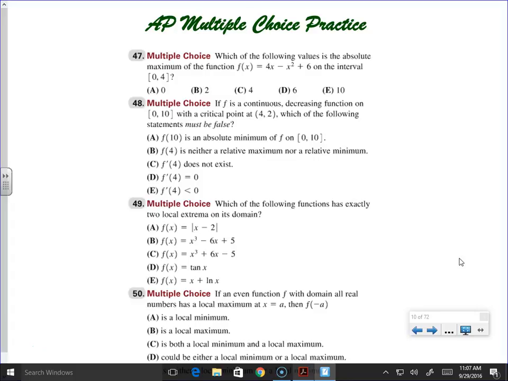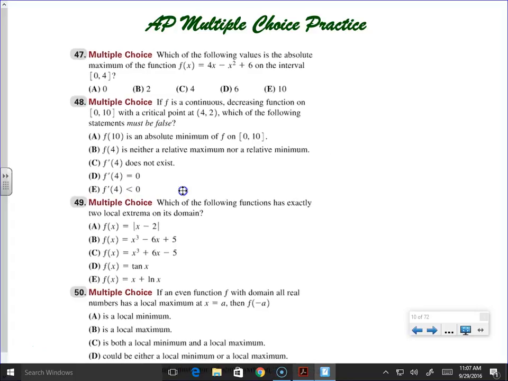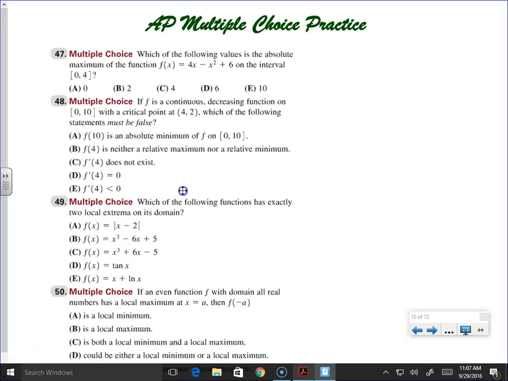All right, so number 47. Which of the following values is the absolute maximum? How do you guys determine the absolute maximum? We've gotta find critical numbers. And when you found f prime and set it equal to 0, what did you figure out as your zeros? X equals 2. Just 2? Yeah, just 2. And then we gotta make a sign chart to see if it is a max.